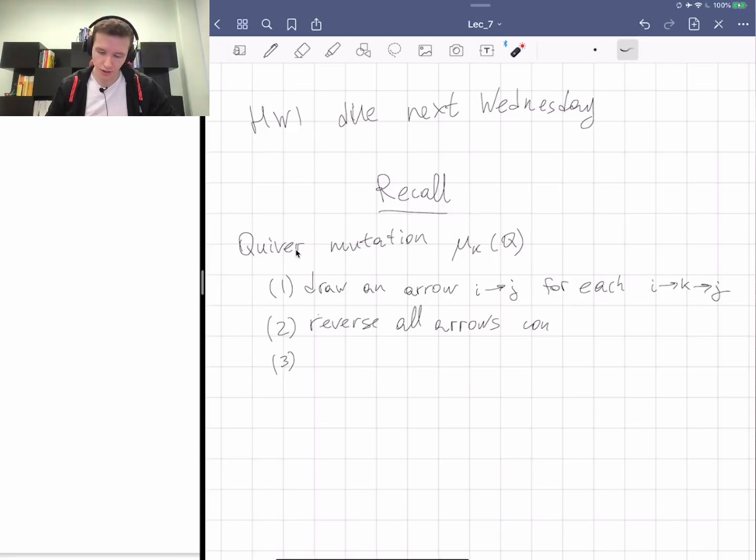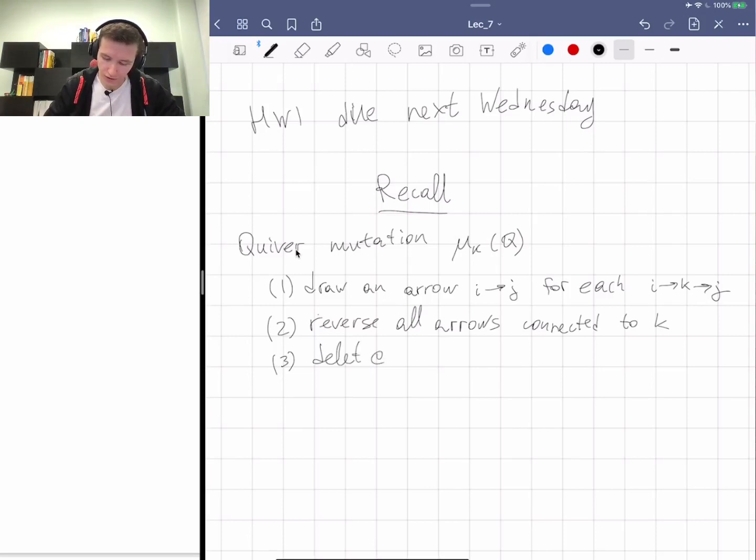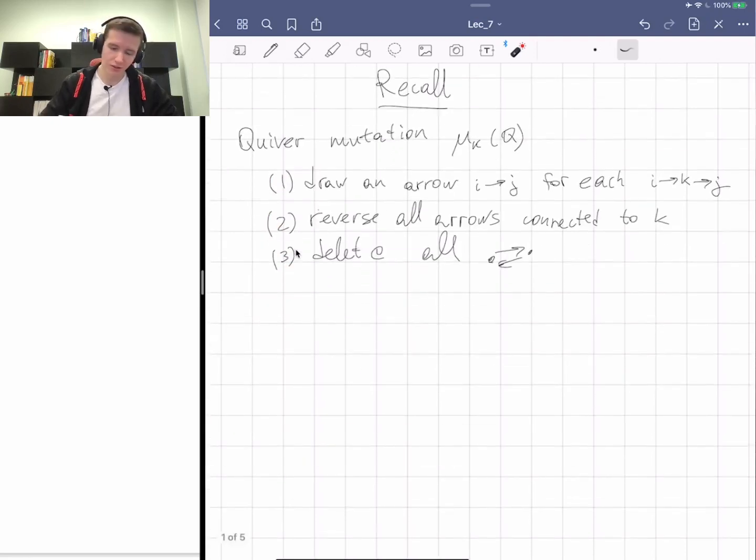Okay, cool. All right. So far I'm on drawing the things: the quiver mutation, reversal errors connected to K. And the last one was to delete all pairs of opposite arrows that you have created on step one. And so what about seed mutation?